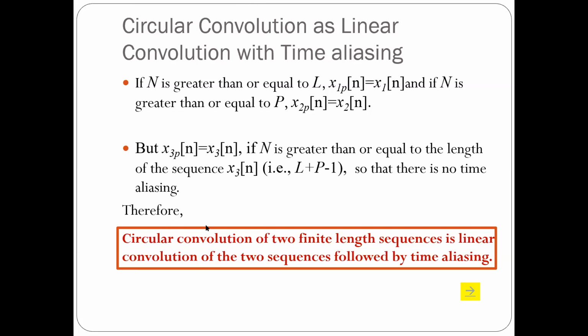So, therefore, we can conclude that circular convolution of two finite length sequences is the linear convolution of the two sequences followed by time aliasing. So this is a very, very, very important result. So which we will illustrate here.